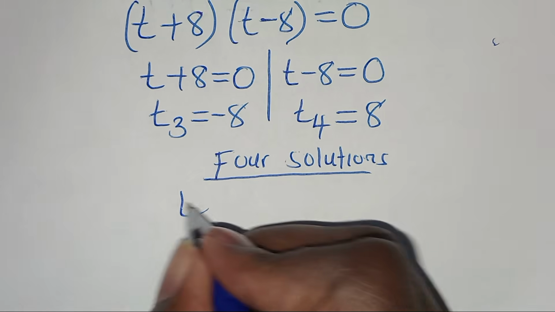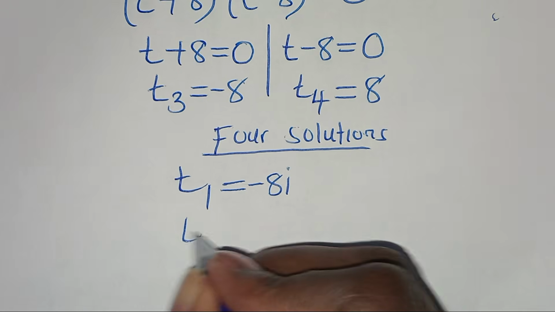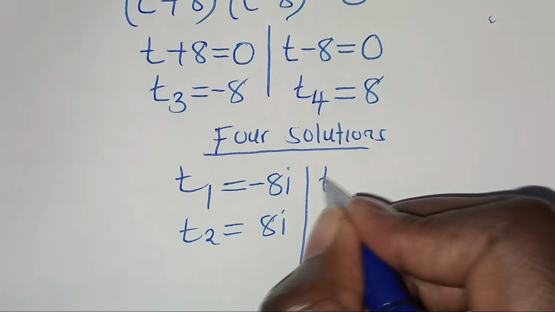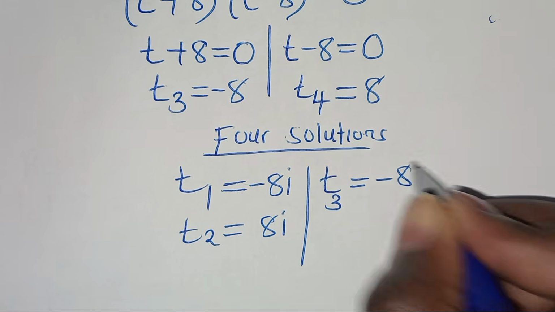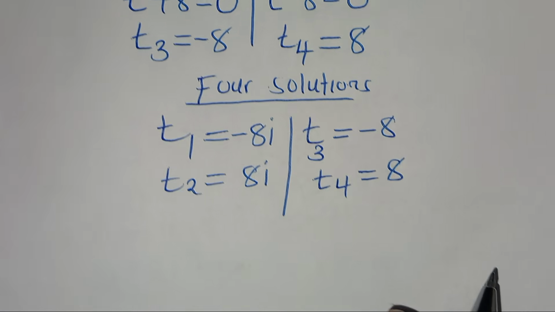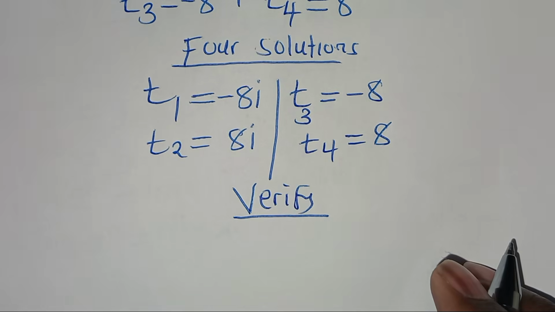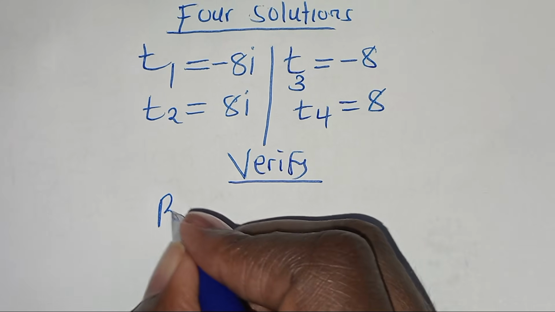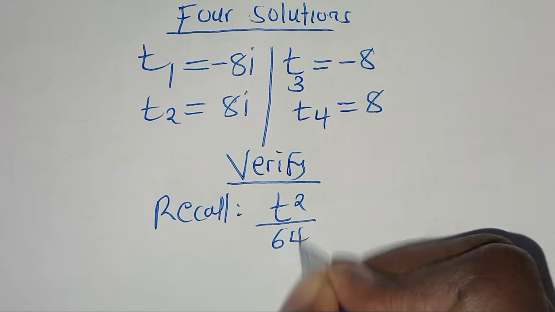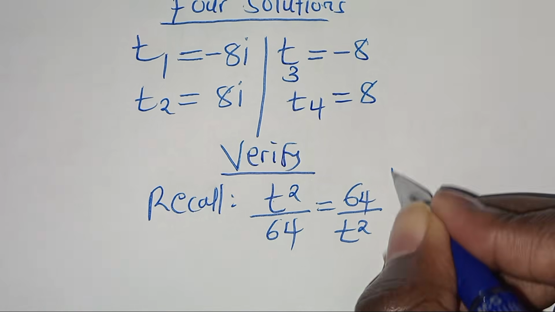That is, t1 is equal to minus 8i, t2 is equal to 8i, t3 is equal to negative 8, and t4 is equal to 8. So the next step from here is to verify that these 4 solutions satisfy the equation. Now, if you recall, we have that t squared over 64 is equal to 64 over t squared.